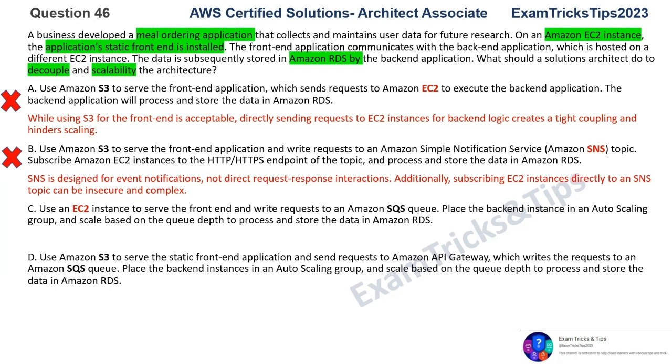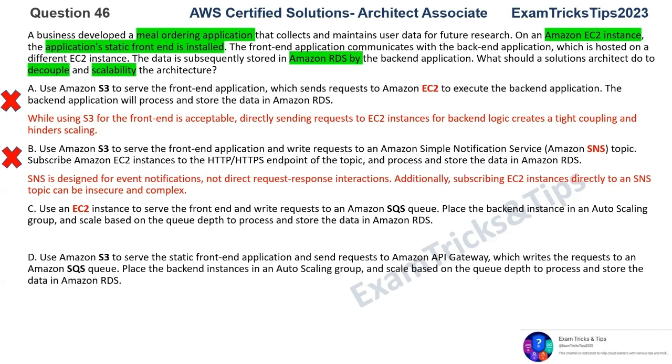Place the backend instance in an auto scaling group and scale based on the queue depth to process and store the data in Amazon RDS. So in this case, what they're doing is the front end is the same, EC2, no change there, and the backend is being replaced with SQS and then put in an auto scaling group. Now, SQS is suitable for decoupling, but using an EC2 instance for the front end will introduce a single point of failure and will limit scaling flexibility.